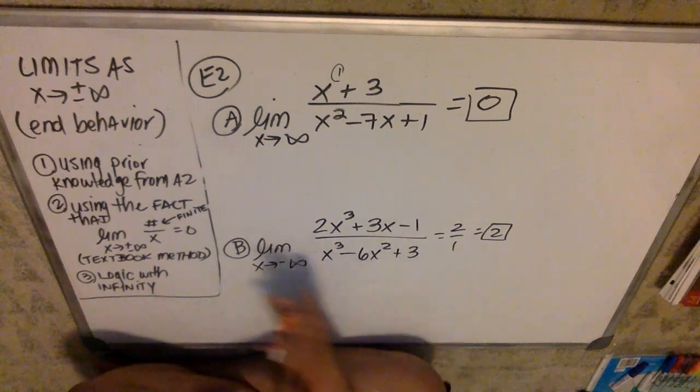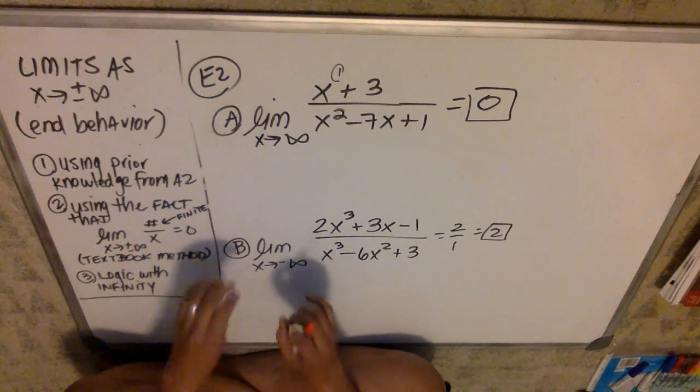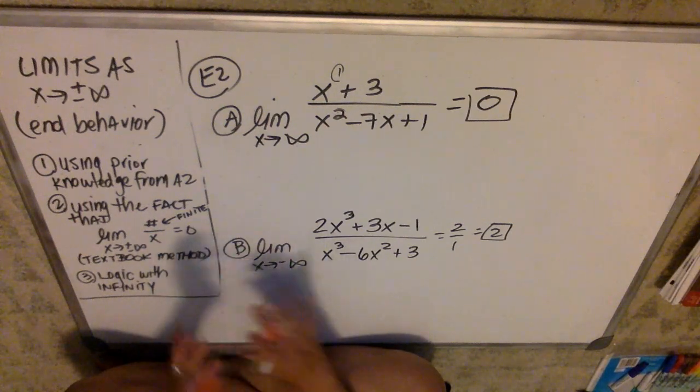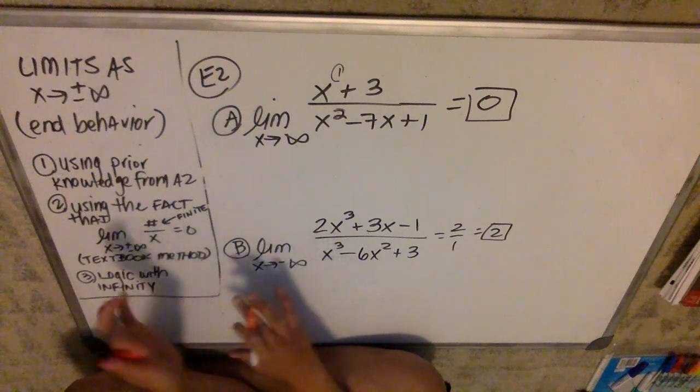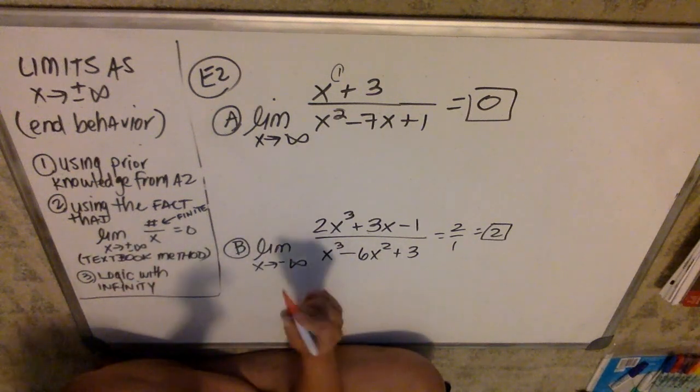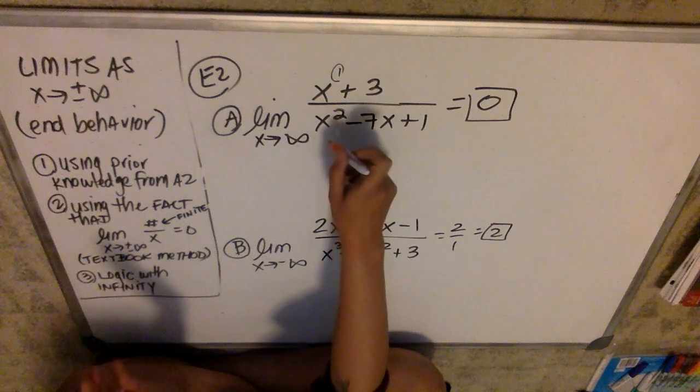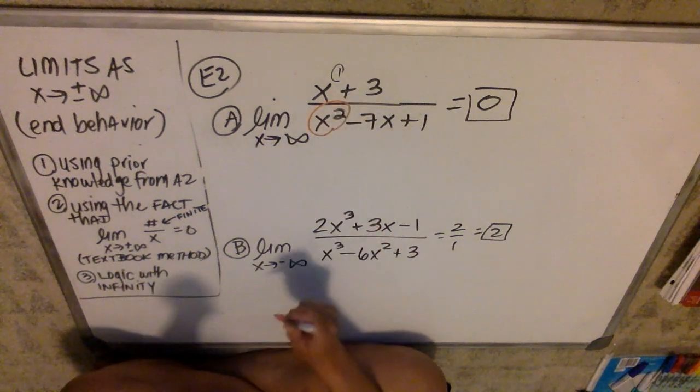So here's the idea. Anytime we have something finite over something infinite, and we evaluate the limit, it approaches 0, right? So it's going to be 0. So here's what we're going to do. The textbook is going to advocate that you look for the highest degree of x, okay?